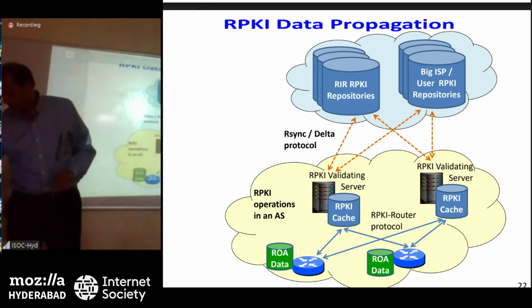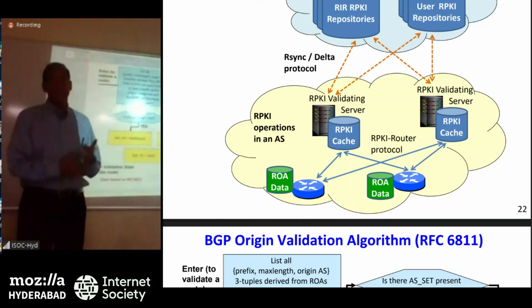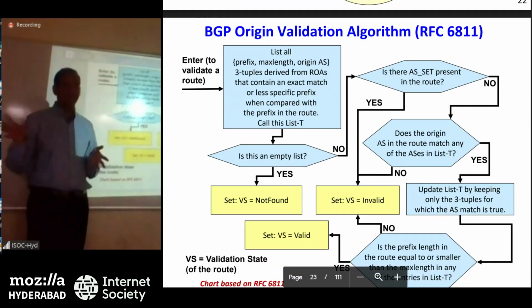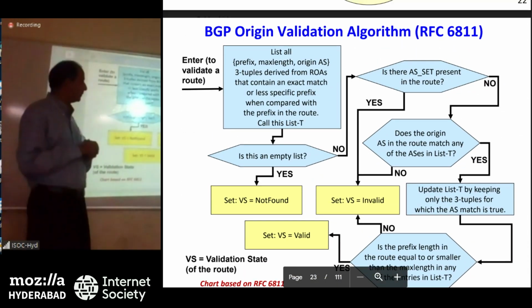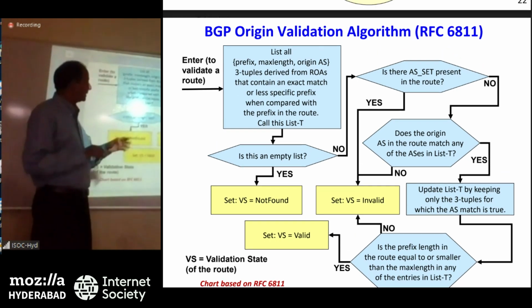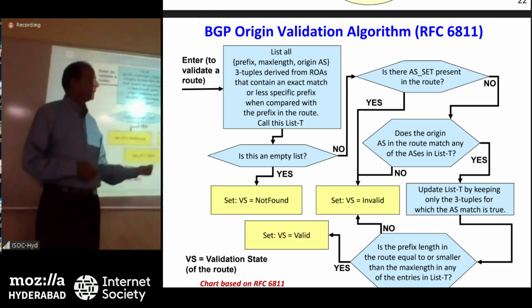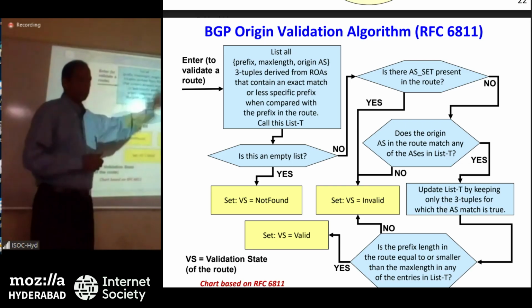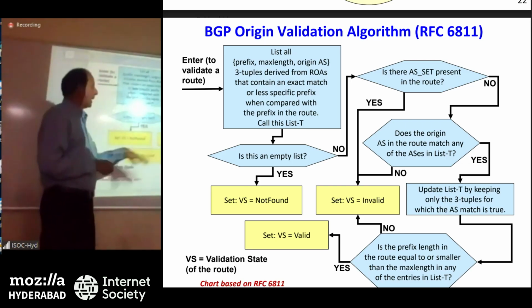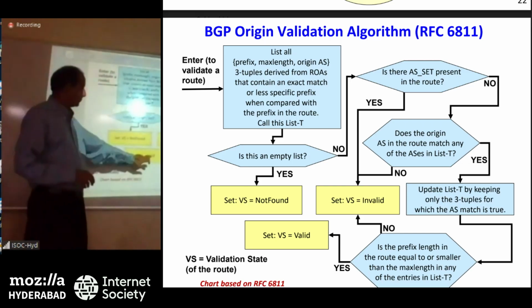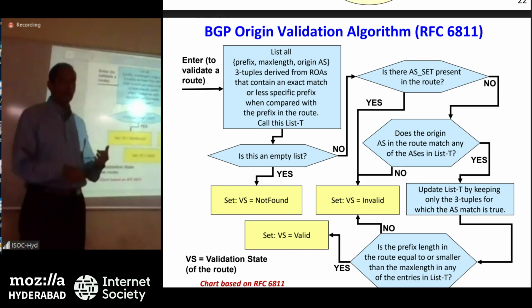So the question is the adoption. Right now, I'll show you what the adoption level is. But before that, I just mentioned to you that each update is validated using the ROA data, and by using this kind of an algorithm. And the result of the algorithm would be valid if the prefix and the origin AS match.